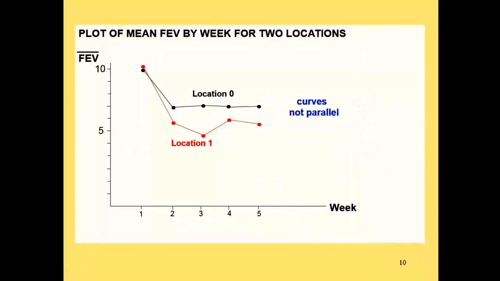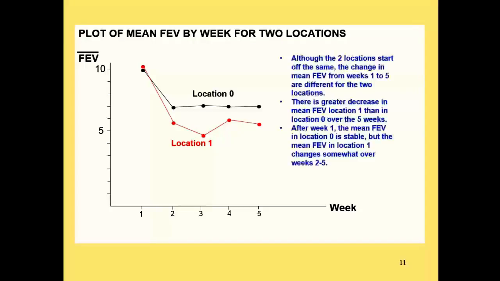I showed you this last time. So it looks like you might expect, even though you have to do a test, that the interaction might be significant. And that's what you get when you actually run the data. Although the two locations start off the same, the change in mean FEV from weeks 1 to 5 is different for the two locations. There is a greater decrease in mean FEV at location 1 than at location 0 over the 5 weeks. It suggests there's interaction. So how would you actually run this?